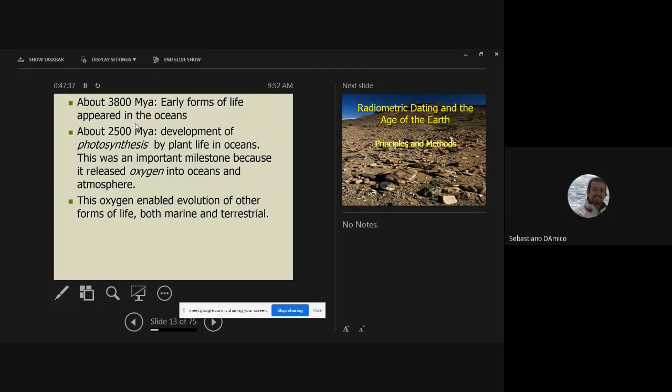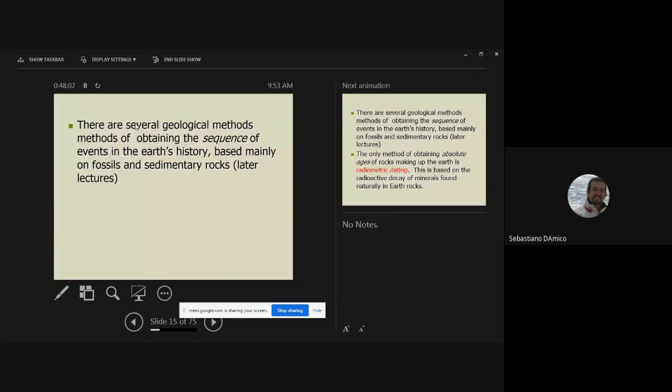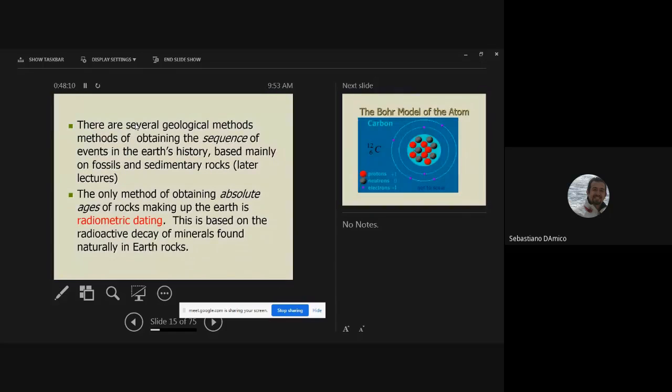Okay. So now I would like to see what are the methods that we can use for dating things. What we call radiometric dating will help us to understand the age of the planet or the age of several rocks in the planet. We have two ways of giving an estimate of the age of something: either through comparisons or in an absolute manner.